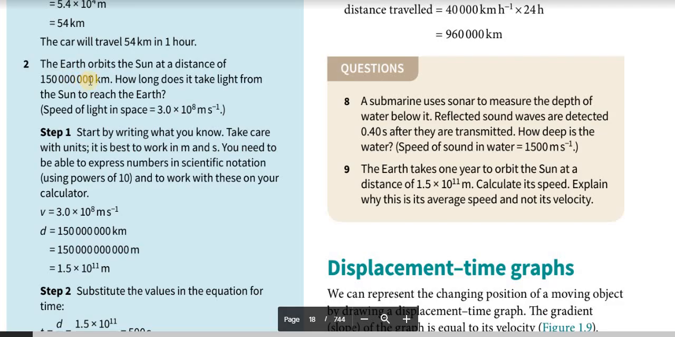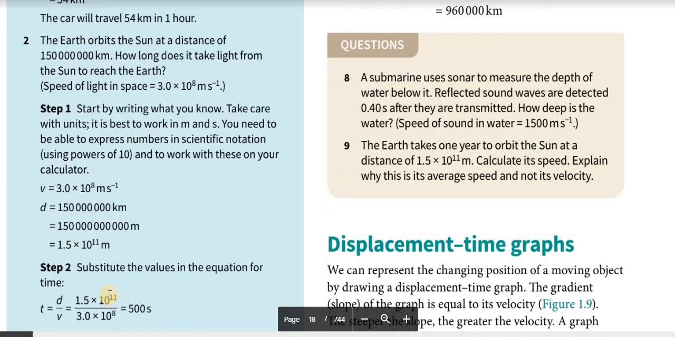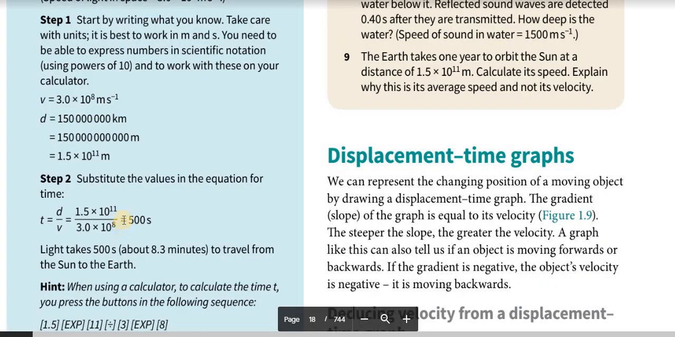So here it is 1.5 into 10 to the power 11 meters divided by the speed, which is 3 into 10 to the power 8 meters per second. In the O-level class also you have learned the speed of light. All the electromagnetic waves travel at 3 into 10 to the power 8 meters per second. Then here it is in SI units, here also it is in SI units, therefore you will get the answer also in SI units, 500 seconds.